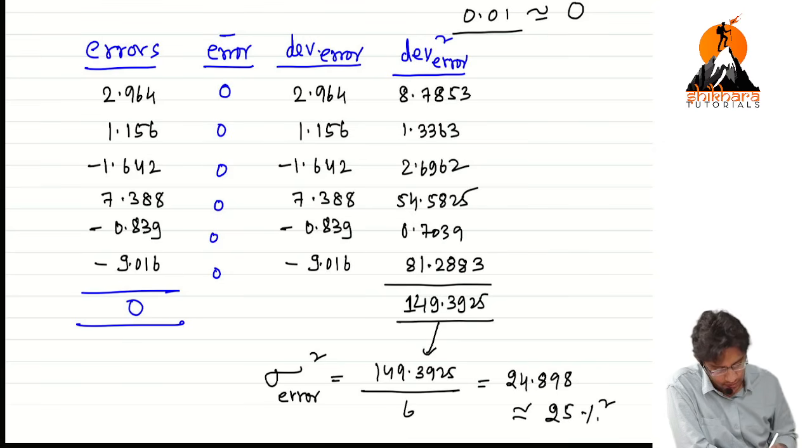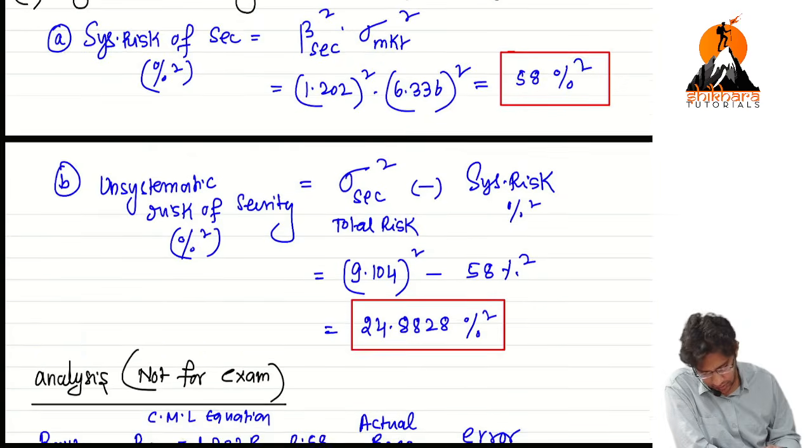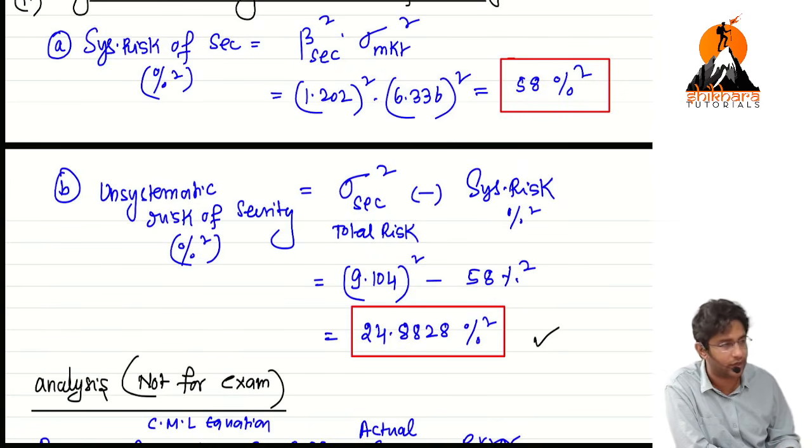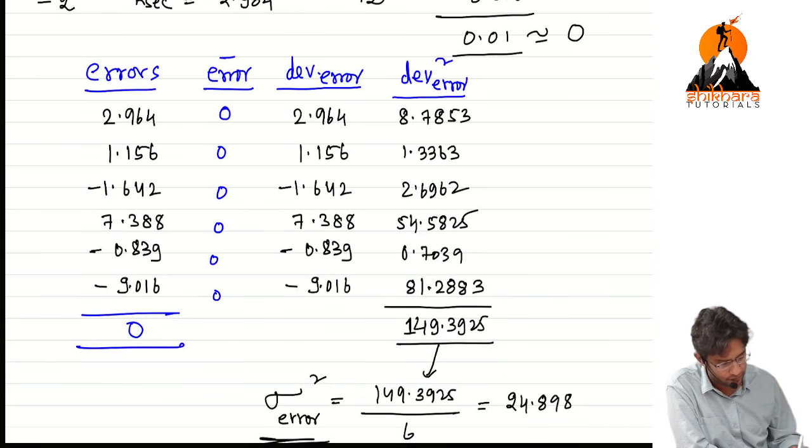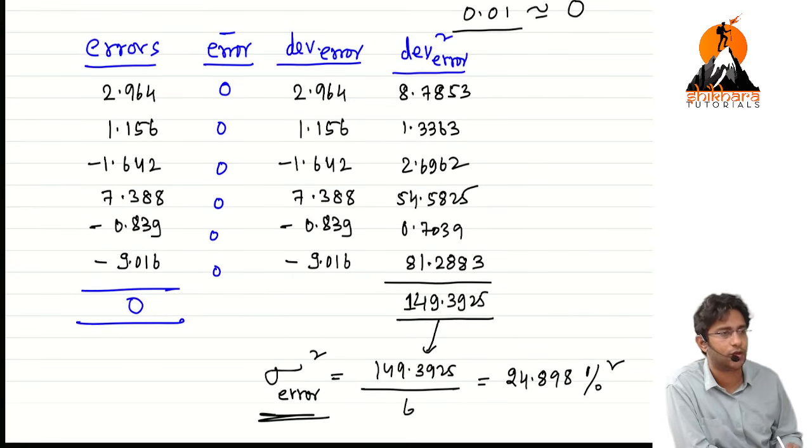What is this? Sigma error means what? Unsystematic risk. Go and check. Earlier also we got 24.88. Here we are actually getting 24.89. Let's round off, and you will get the same answer.